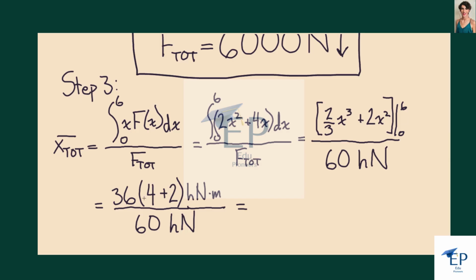Plugging in the numbers here, fortunately, we only have to concern ourselves with the upper boundary, which is 6. The 0 for the lower boundary equates to 0 since all of these have x variables. And this can be written as 36 times 4 plus 2 hectonewton meters divided by the total load of 60 hectonewtons. That turns out to be 3.6 meters for the centroid of the total load.